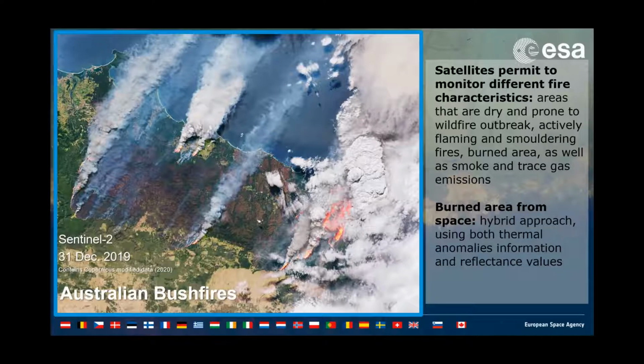And we identify from space areas on the ground that are distinctly hotter than the surroundings, and we can flag them as active fire. And the differences in temperature between the areas that are actively burning with respect to neighboring areas allows the identification and mapping of active fire.